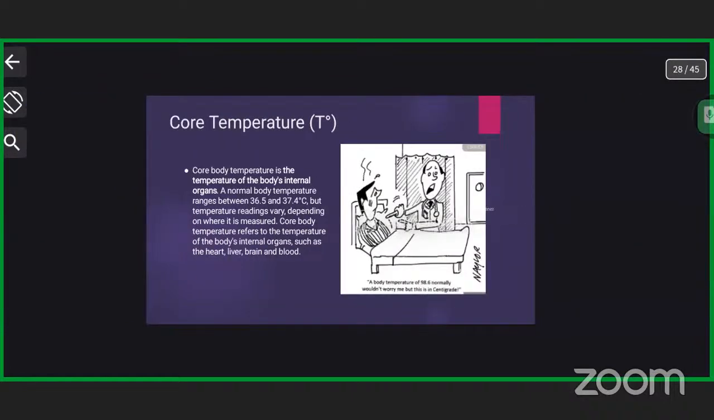About the core temperature, it's a very important value, well, of course. We all have the chance to be in that situation to control a patient with a different temperature, fever, the usual one. The core body temperature is the temperature of the body's internal organs. A normal body temperature ranges between 36.5 and 37.4 degrees Celsius. But temperature readings vary depending on where it is measured. Core body temperature refers to the temperature of the body's internal organs, such as the heart, liver, brain, and blood.